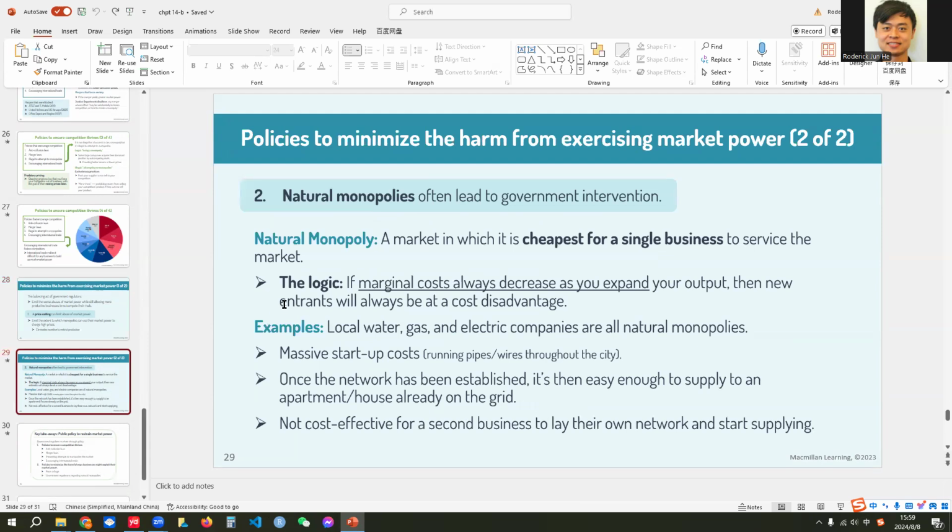And the second one is natural monopoly, which is a market in which it is cheapest for a single business to service the market. The logic is marginal cost always decreases. As you expand your output, new entrants will always be at a cost disadvantage. For instance, local water, gas, and electric companies are almost all natural monopolies. And the reason for that is, even though we let one of them run by themselves, there is a cost advantage.